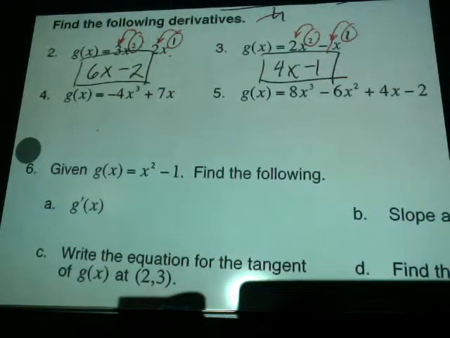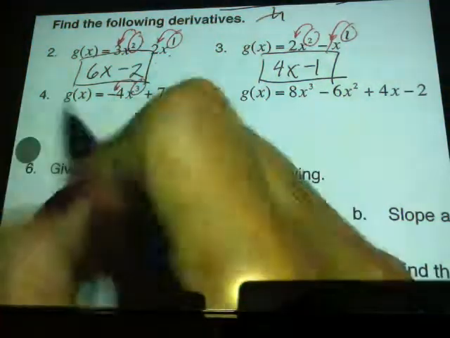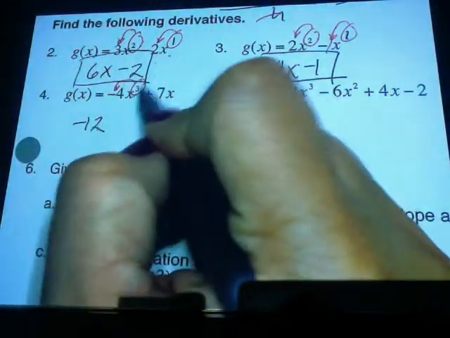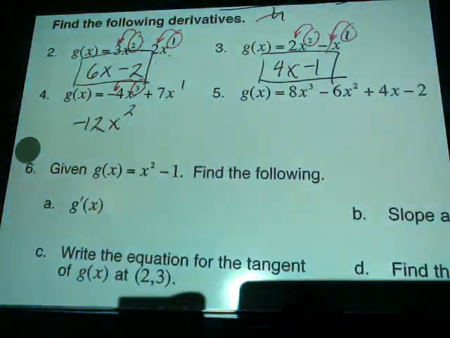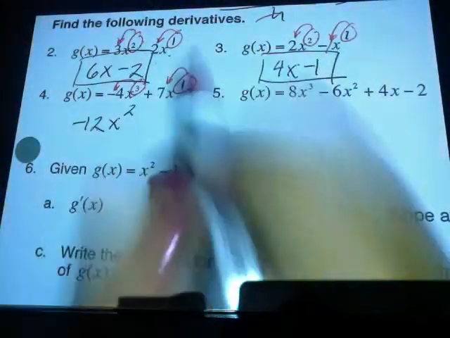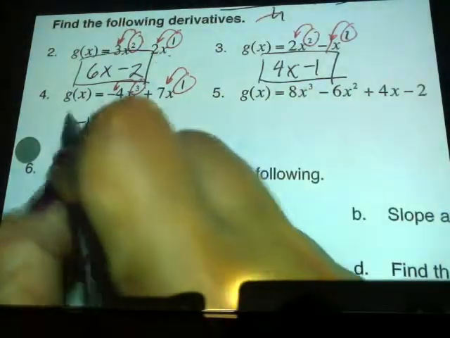Number 4, take your 3, multiply it to the negative 4. You get negative 12 x to the second, because I'm going to do 1 less. And then this is to the first. So I'm multiplying 1 to the 7, and I get plus 7, and then x to the 0 we're not going to write.